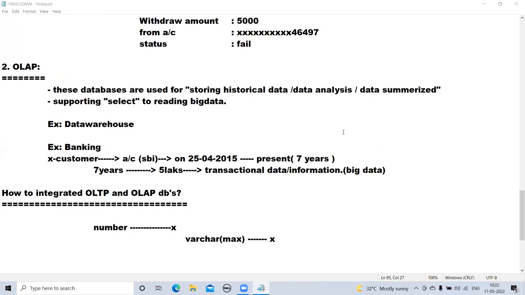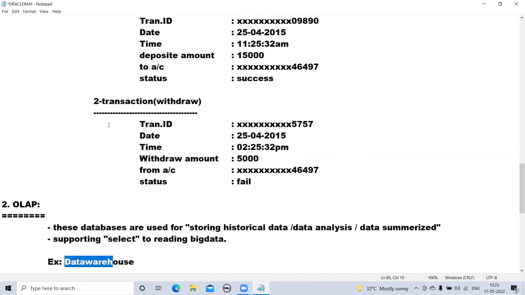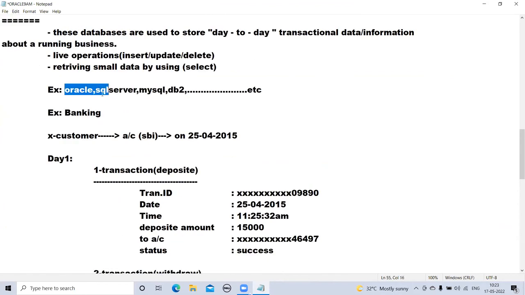OLAP, OLTP, types of databases. I think your name is Aditya, right? Yes, both are databases. So these are databases for handling and managing purposes. We are using data warehouse software, and Oracle and SQL Server are the software used for managing those databases. Okay, right.